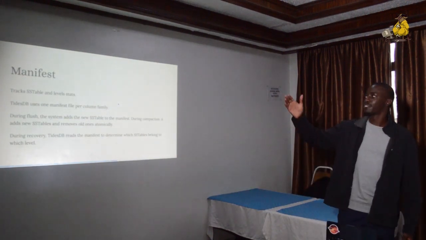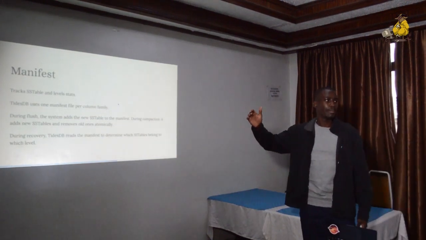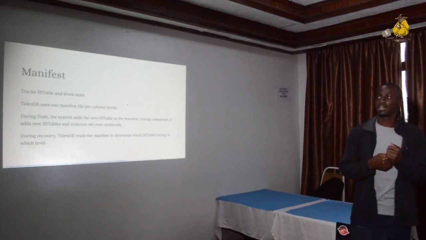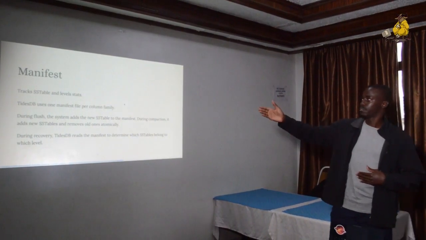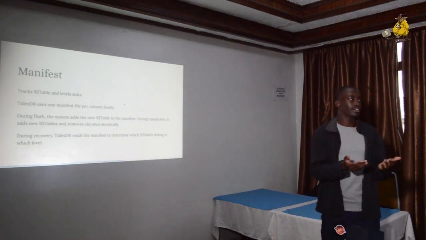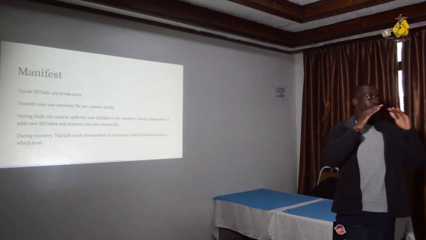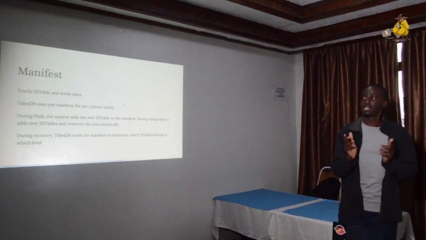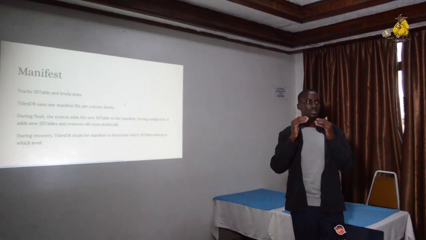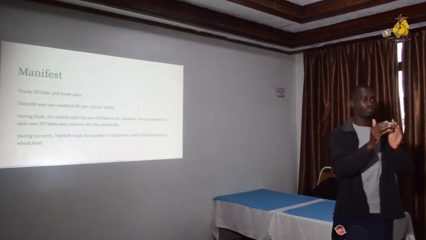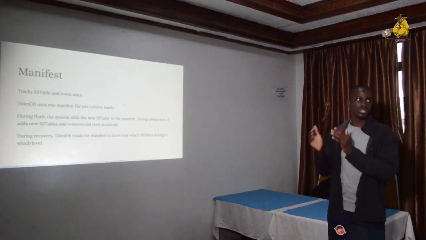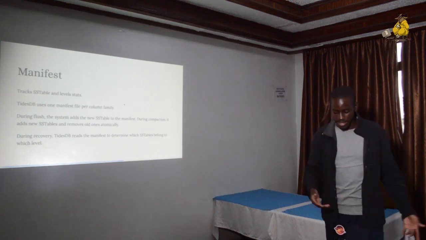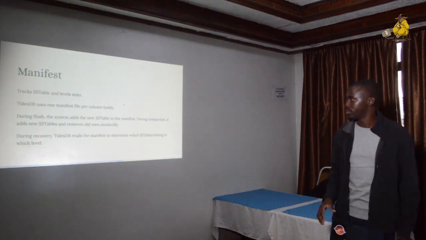Manifest, think of this as a metadata structure. It only stores the SS tables and level stats. The essence of it is that during recovery after a crash, you want to rebuild your LSM tree, but you can't rebuild it without a record. So it's the manifest that stores the SS tables. It tells you which SS table belongs to which level, so that at recovery you can rebuild your LSM tree up to the levels that you had during the crash.